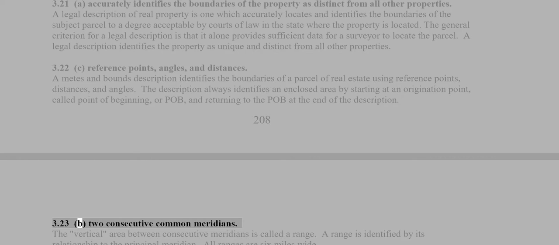3.23 B. Two consecutive common meridians. The vertical area between consecutive meridians is called a range. A range is identified by its relationship to the principal meridian. All ranges are 6 miles wide.